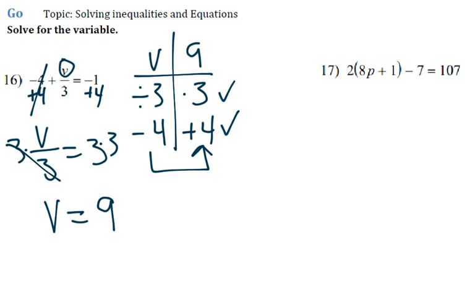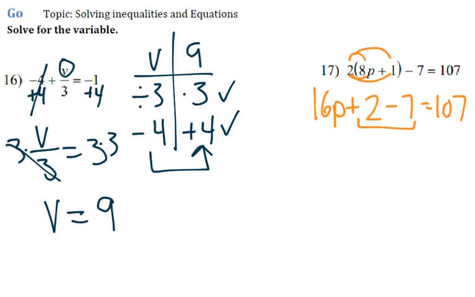Okay, for 17, a few different ways we can do this. First thing I would do is try to simplify. So we can distribute the 2, which means multiply. 2 times 8 is 16p. Plus 2 times 1 is 2, minus 7 equals 107. So 2 minus 7 would give us -5. So 16p minus 5 equals 107.